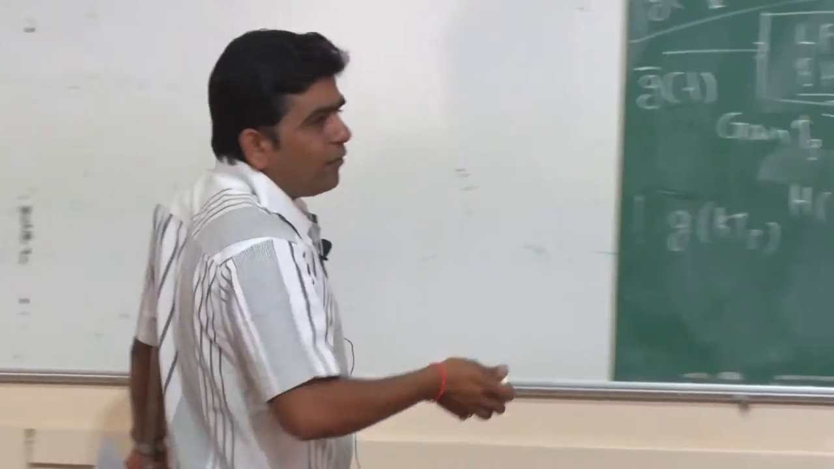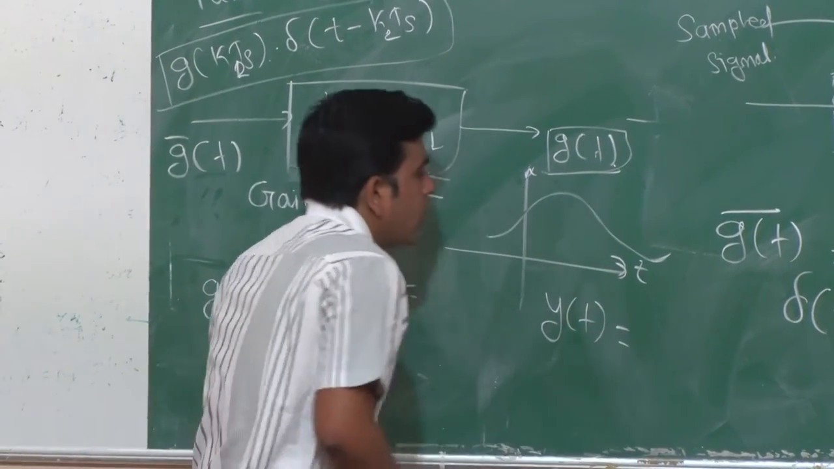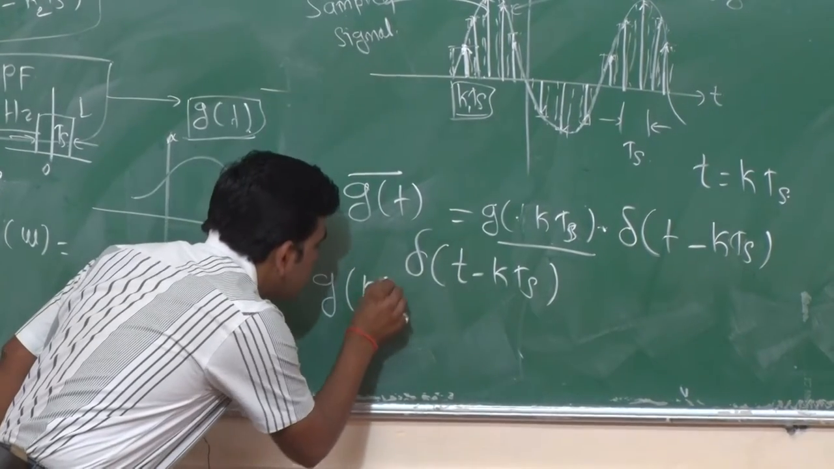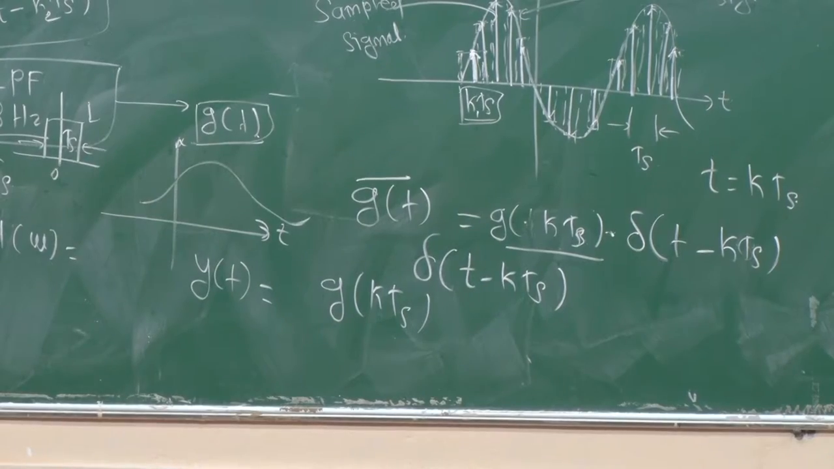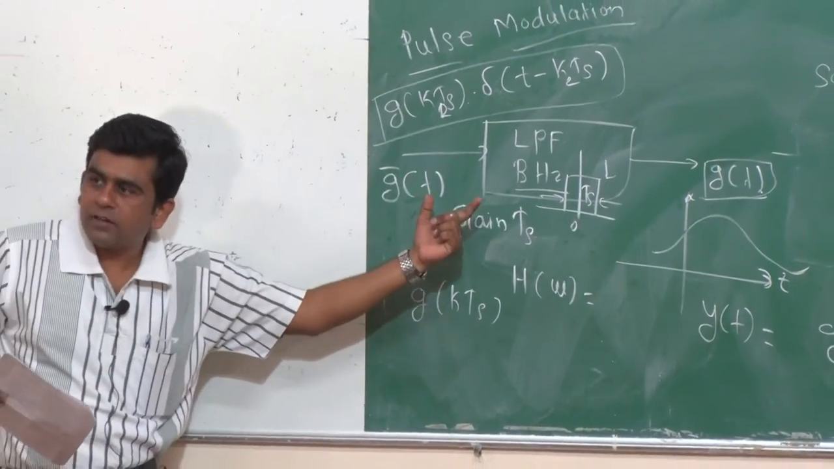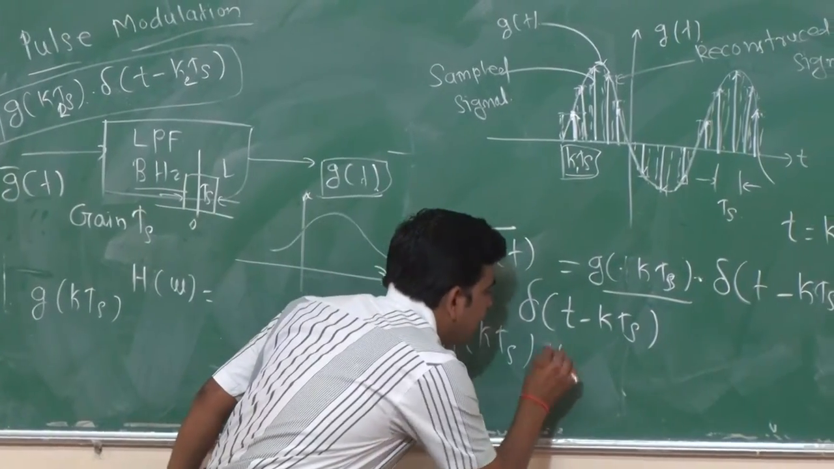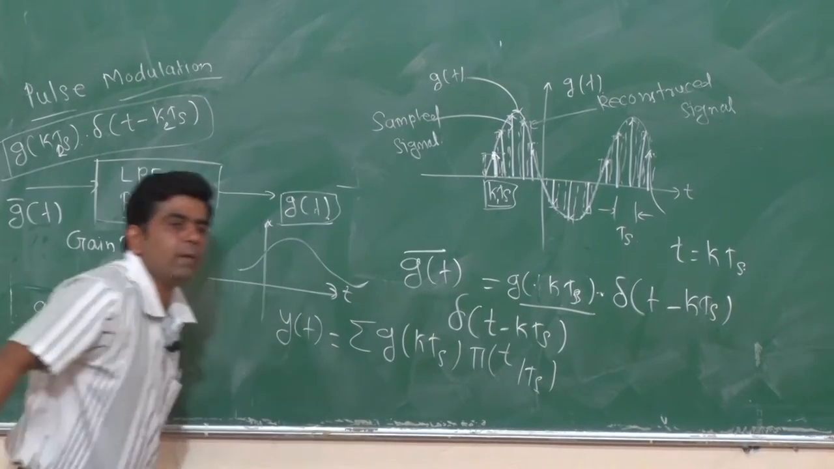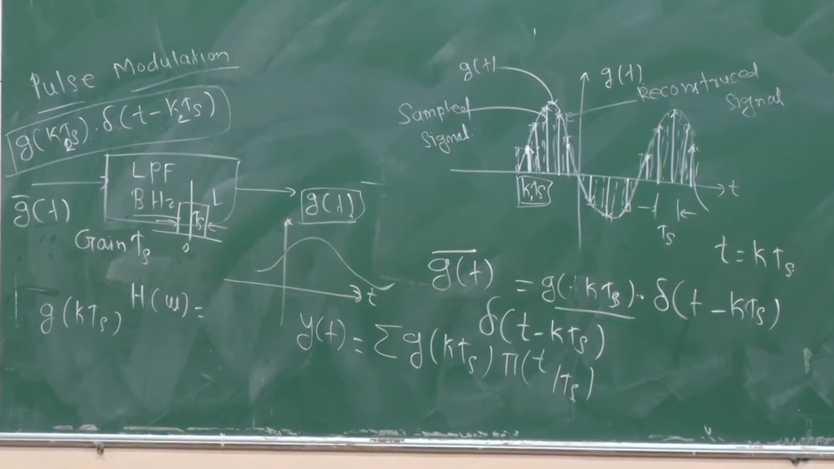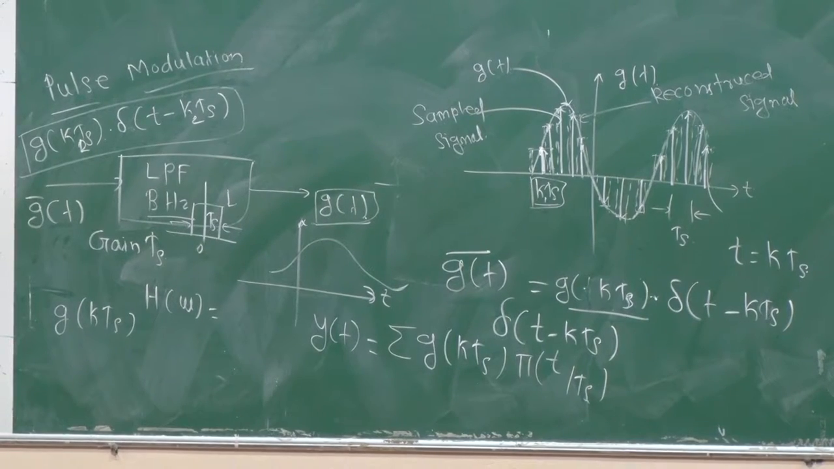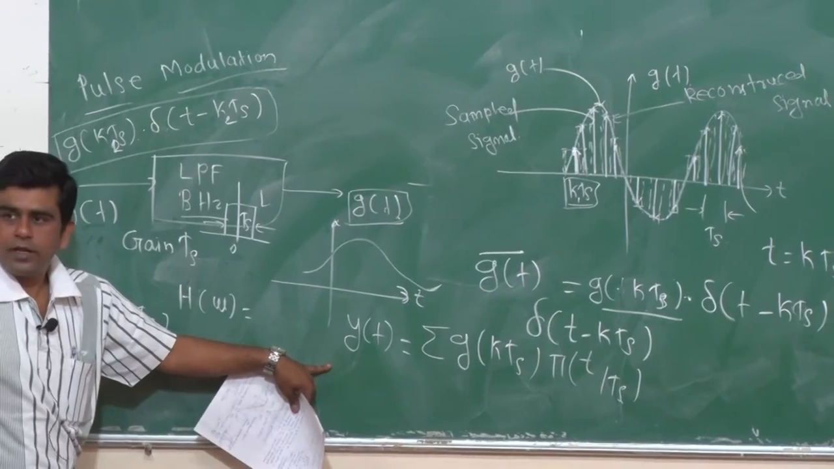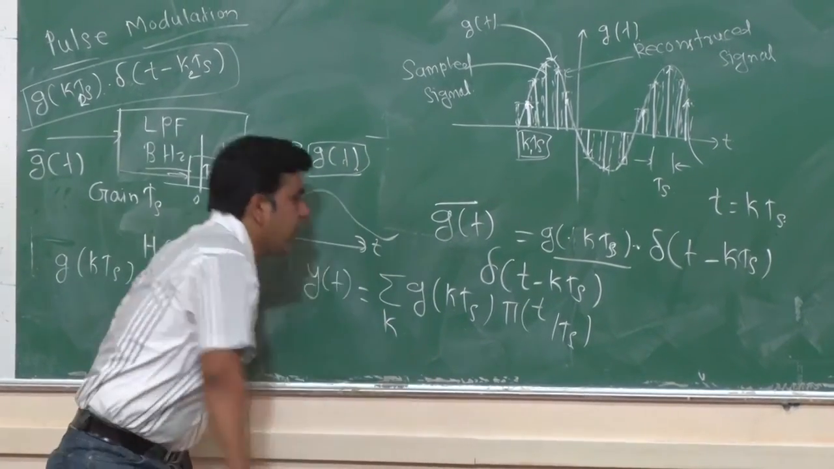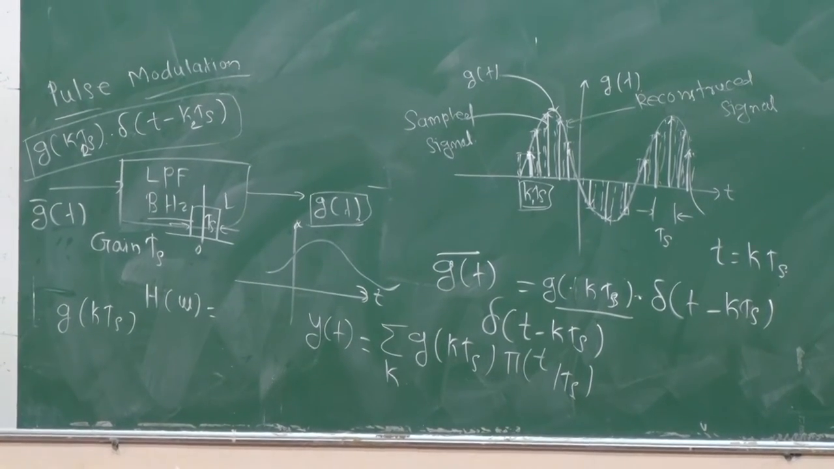Before that, here y of t will give the approximate signal. Y of t gives the approximate signal for any signal, that is g of kTs. Now this sample value g of kTs gets multiplied with the gate pulse. This gate pulse is nothing but the rectangular pulse, rect of t by Ts. And we have to add all these approximations. We add all these values from g of kTs, multiplied with the gate pulse, rect of (t minus kTs) by Ts, doing the summation over k, and we get y of t. This y of t is nothing but the staircase approximation.